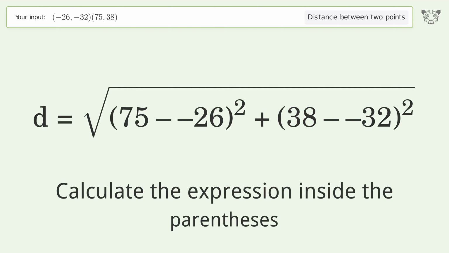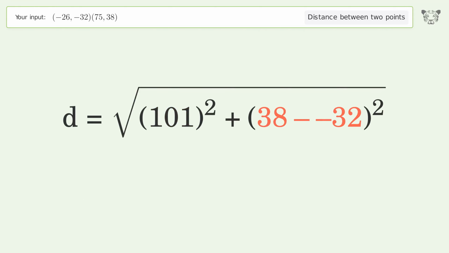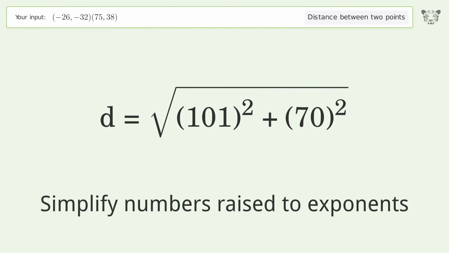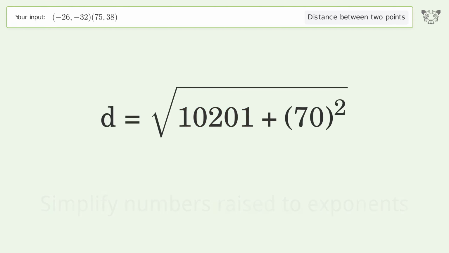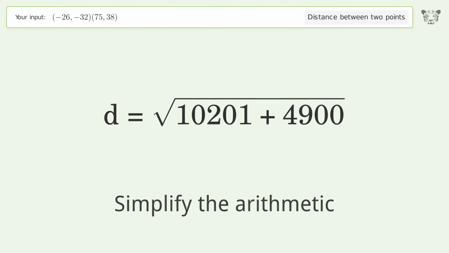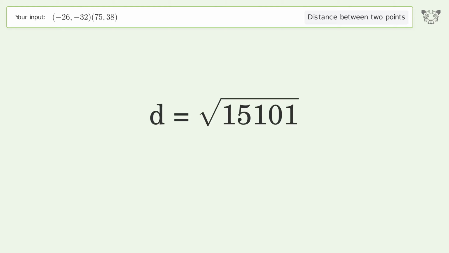Calculate the expression inside the parentheses. Simplify numbers raised to exponents. Simplify the arithmetic. And so the distance between the 2 points is the square root of 15,101, or 122.886.